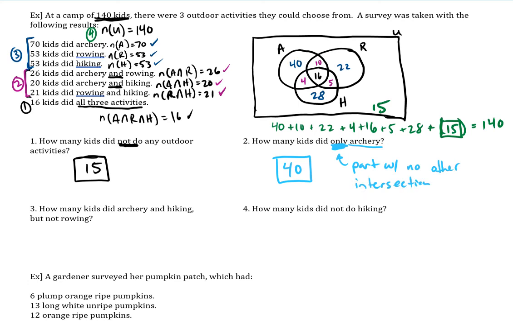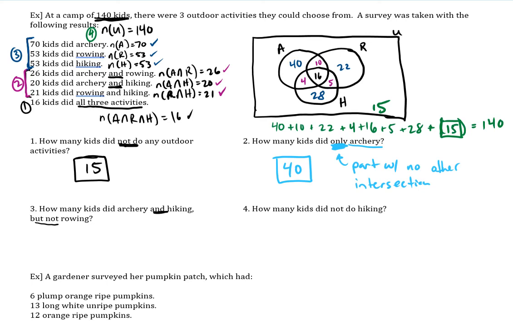Okay, so the 4, 16, 10, those have intersections involved with them or the overlap. 40 doesn't have any. It's just the one part that's only archery. Okay, and then let's see what else we got. So this next one, it says how many kids did archery and hiking, but then not rowing.